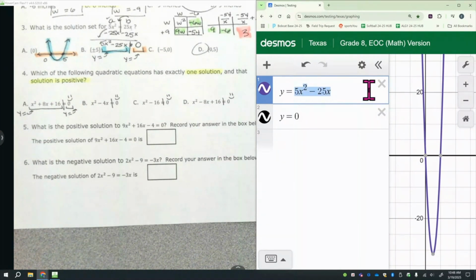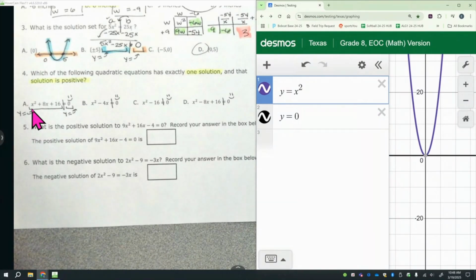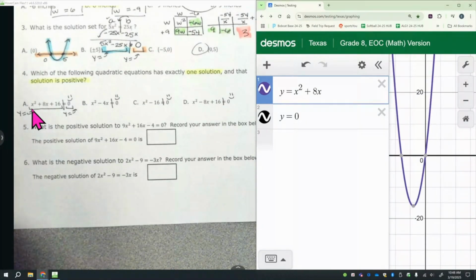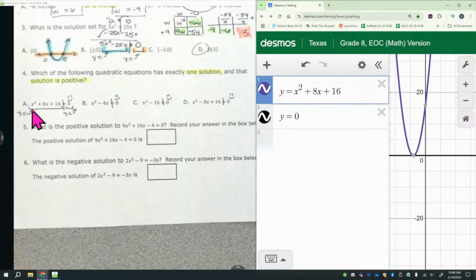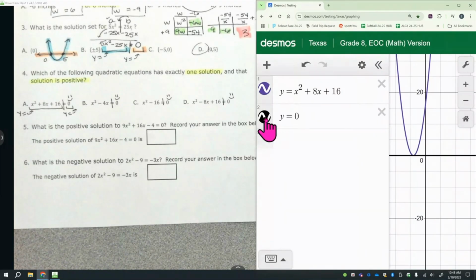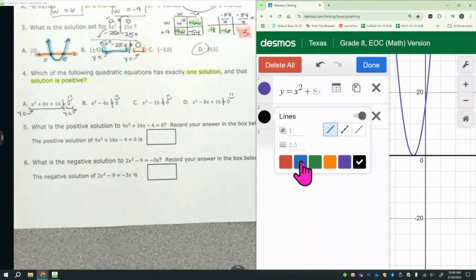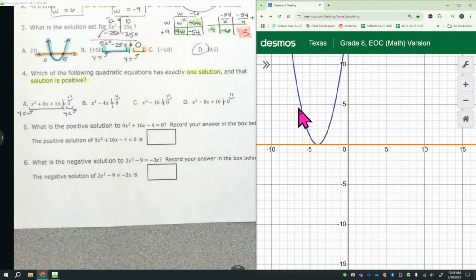For answer choice A, we have x squared plus 8x plus 16. Okay, so let's look at our graph here. Well, I'm going to change this color here. Let's change it to orange. Okay, so here's my parabola.